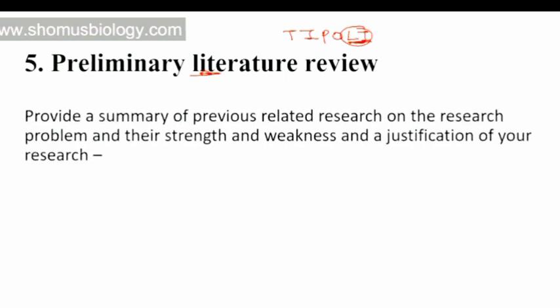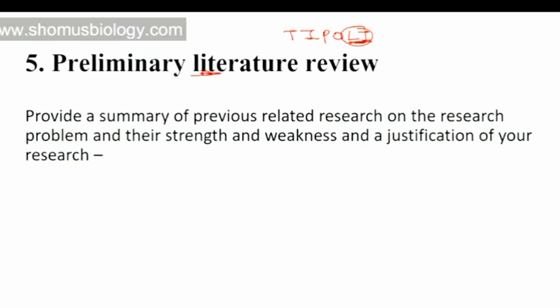Okay. Now the fifth one is the preliminary literature review. So remember, we started with TIPO, LI. So now we are at the LI. So LI means literature review. The preliminary literature review provides a summary of previous related research on that research problem, their strengths and weaknesses, and justification of your research. So whenever you say that this is what I'm going to do, in the objective you mentioned this is what I'm going to find. Now the next question comes: is it only you who is finding this, or has research already been done on that topic? Now you need to answer that with a literature review.